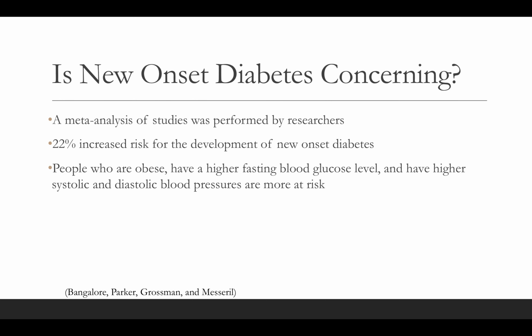So is new onset diabetes an issue for concern? Is this really for sure happening? A meta-analysis of studies was performed by researchers. It showed that there was a 22% increased risk for the development of new onset diabetes. So people who are obese, have a higher fasting blood glucose level, and have higher systolic and diastolic blood pressures are more at risk of developing new onset diabetes. So yeah, from this study that the researchers performed, it was definitely of concern.